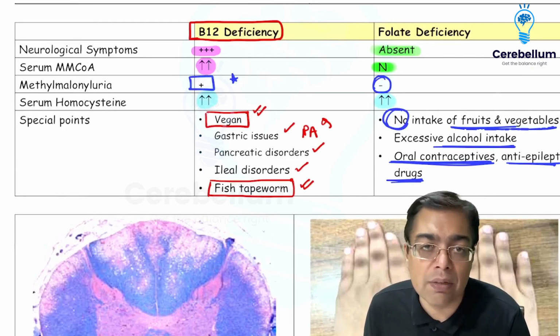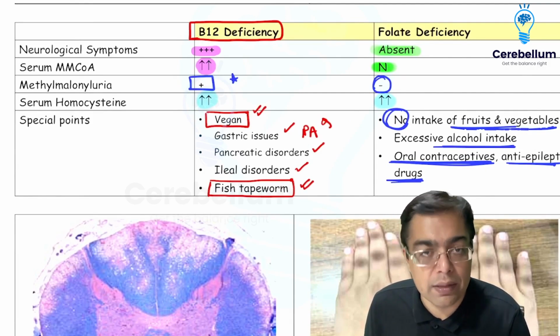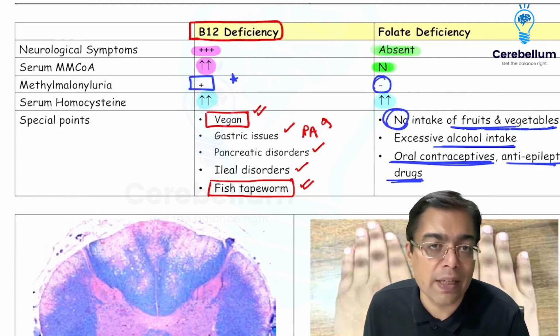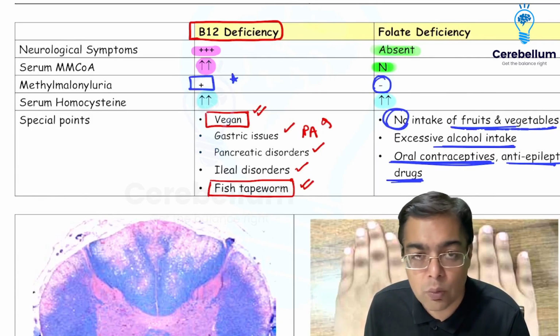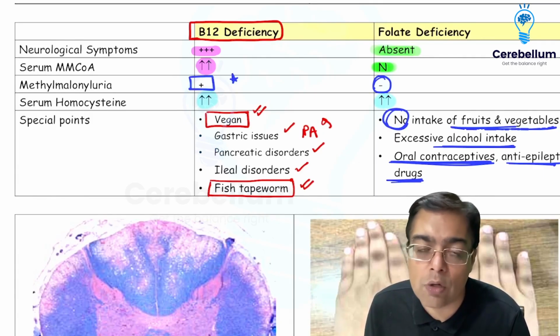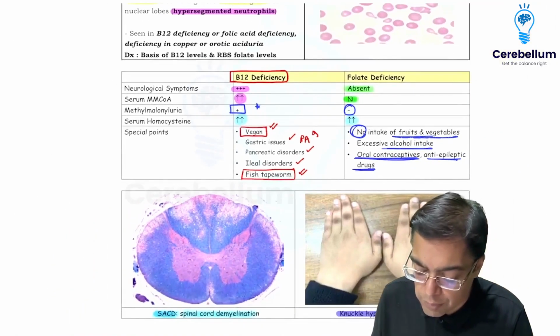If they have to be given in a sequential manner, then B12 has to be given first and then later on folic acid is added. Never ever give folic acid initially in an undiagnosed case of megaloblastic anemia. Otherwise, you are likely to cause worsening of the neurological symptoms in the patient. So these basic facts are what we need to remember over here.